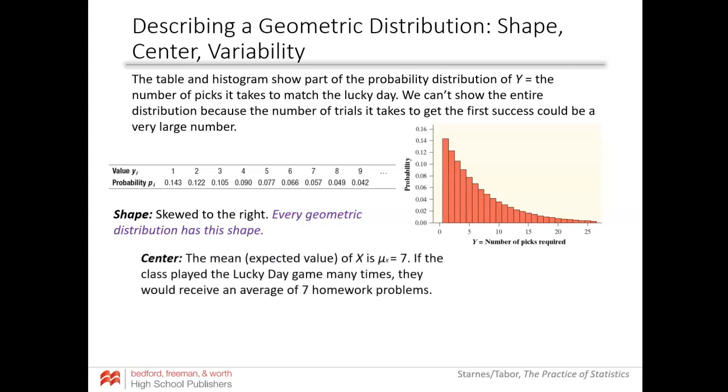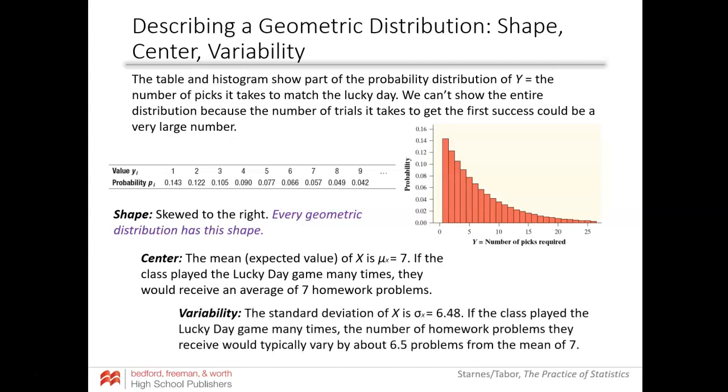The center, which is the expected value, is 7. If the class played the lucky day game many times, they would receive an average of 7 homework points. Okay, cool. The variability is 6.48. And if the class played the lucky day game many times, the number of homework problems they receive would typically vary by about 6.5 problems from the mean of 7.